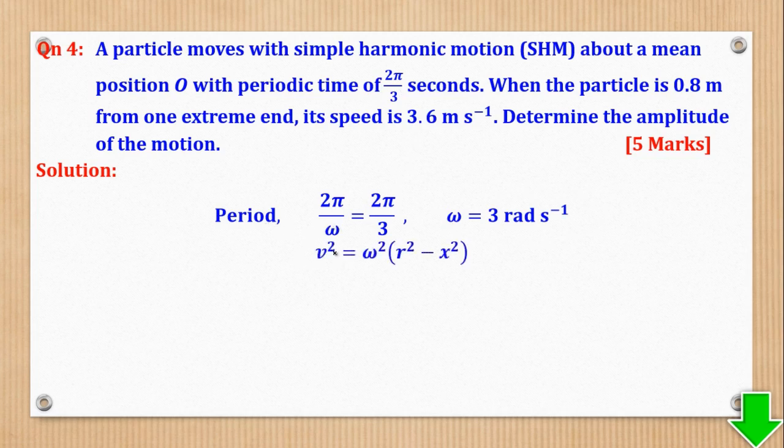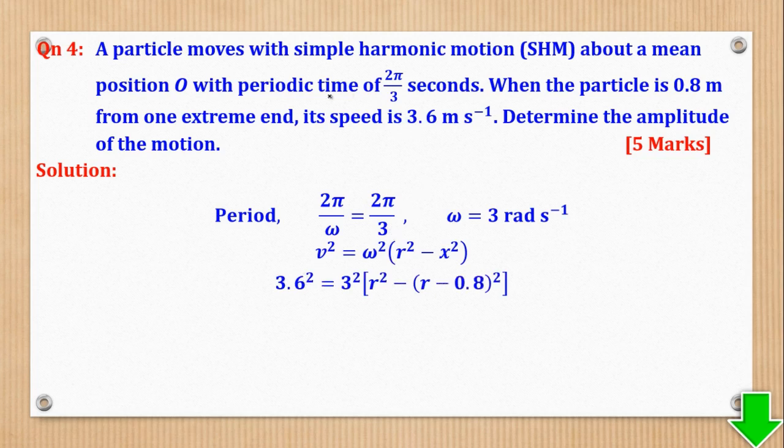Then I use this formula, that velocity squared is equal to omega squared in brackets, r squared minus x squared. So this is the angular velocity which I've got. This is the amplitude which they want, and this is the displacement from the mean position. You must remember that: displacement from the mean position.